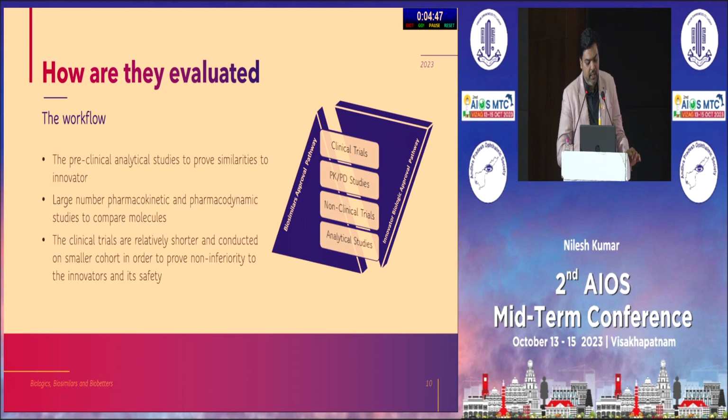The preclinical and analytical studies are done to prove similarities with innovators. A lot of these comparisons happen in the lab rather than on patients. They do spectroscopy to see if similarity is established, and then a large number of pharmacokinetic and pharmacodynamic studies are done to compare the molecule. For the innovator molecule, these studies are very limited. A small number of analytical or preclinical studies are done, and most of the clinical studies are done on the innovator molecule. But it becomes the opposite for the biosimilar, where patient trials are very few.